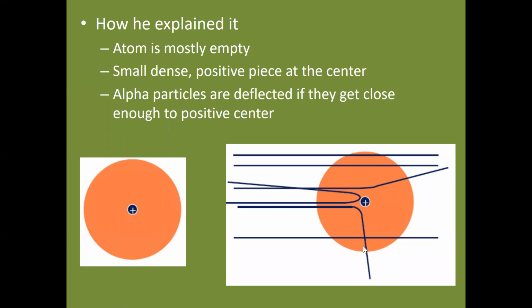So Rutherford is credited with finding the proton. James Chadwick is the person with the neutron. I don't really have a lot of information on him, but Rutherford is credited with finding the proton because he knew that this positive center was a small positive center.